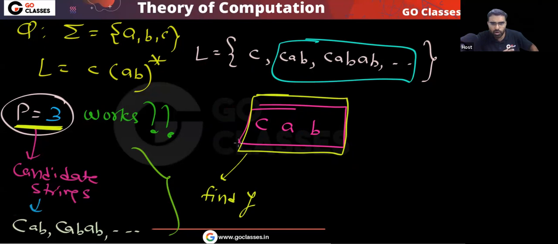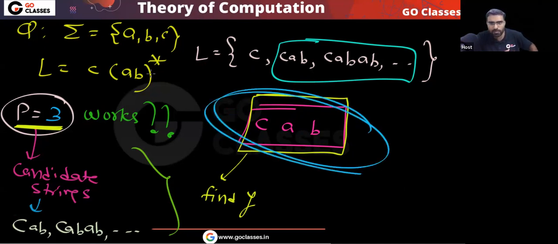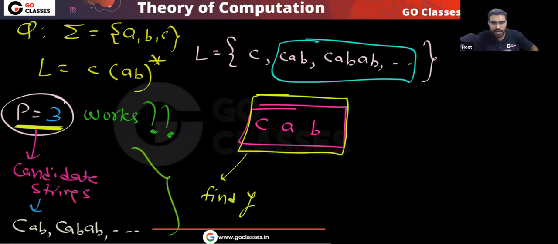The point is, there must be at least one y such that this string will pump. You just find at least one y such that this string will pump. So tell me which y I can take. I can take this y. Okay, take this y. Now, if you take this y, what will be your x?